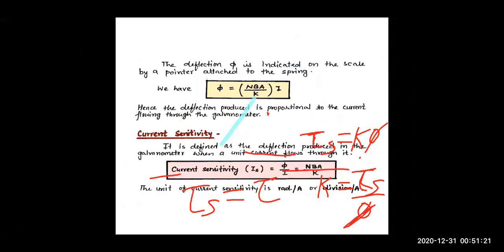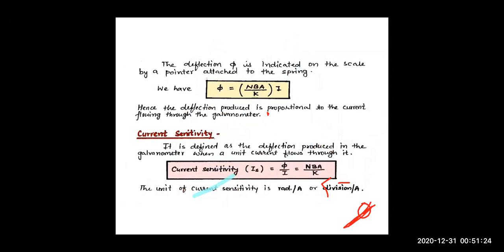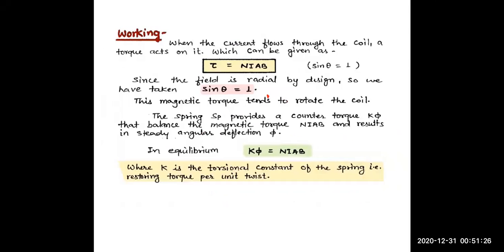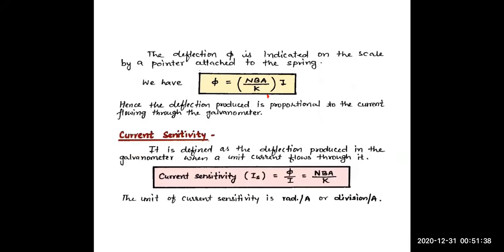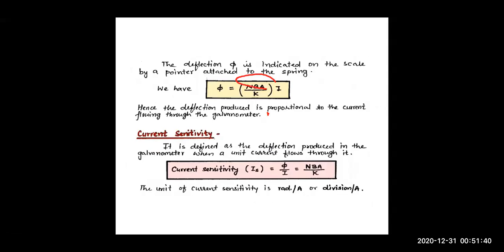So here, children, if you make phi the subject of the formula, the deflection phi will be equal to NIAB upon K, right? So it is NIAB upon K. But if you see, children, N, B, A and K are all constant. So you can say that the deflection is proportional to the current. It means the more current is flowing, the more deflection will be produced in the galvanometer. Right, children? So this is your formula.